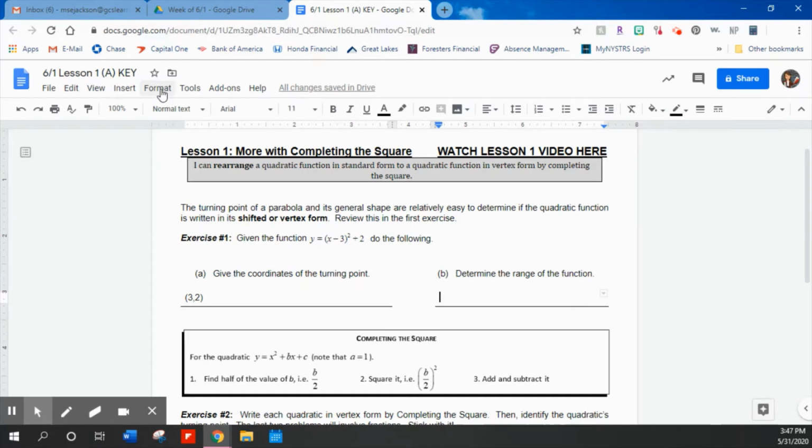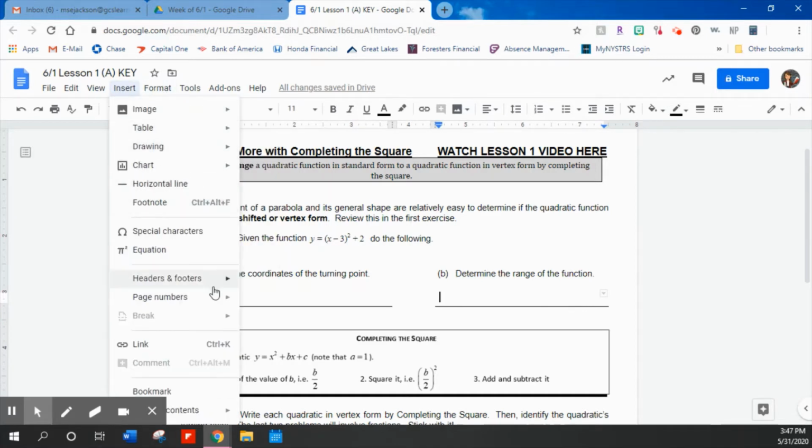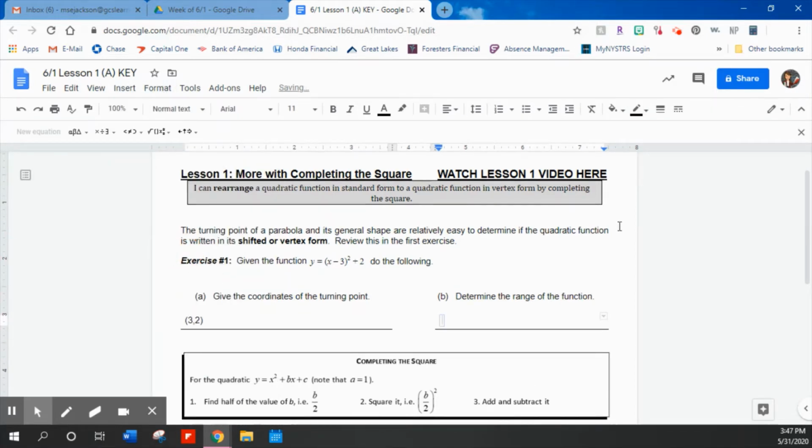So for my range, I'm going to insert an equation for this. I'm going to say all my y values are greater than or equal to 2. There are a bunch of other ways you can write that as well. We learned that last week, but this is going to be the most common one that you see. So I'm going to keep it like that.